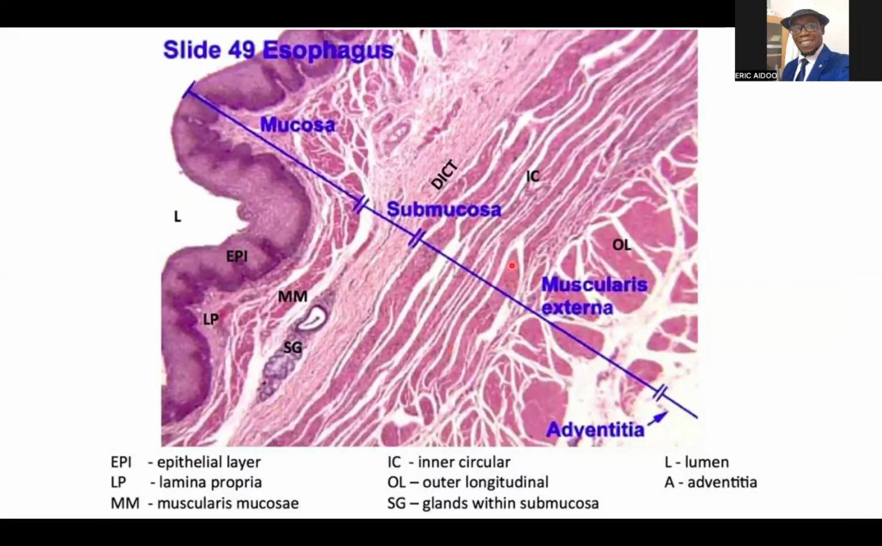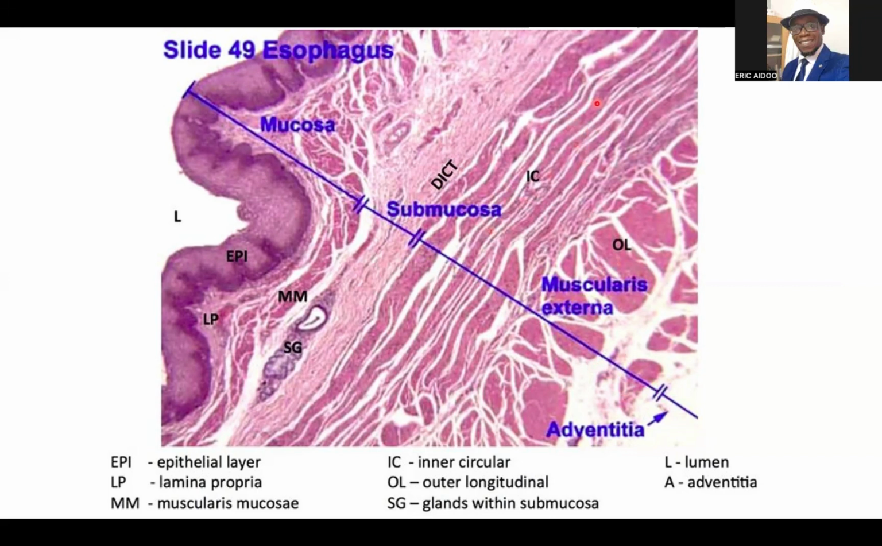So again, you find this. From this portion up to that portion is the mucosa, and that is the epithelium, EPI for epithelium. The L is for lumen, LP is lamina propria, MM is muscularis mucosa, all forming the mucosa. Then within this region, you find the dense irregular connective tissue, DICT, within the submucosa. Then from this portion, inner circular and then outer longitudinal will form the muscularis externa or propria. Then you have the adventitia.